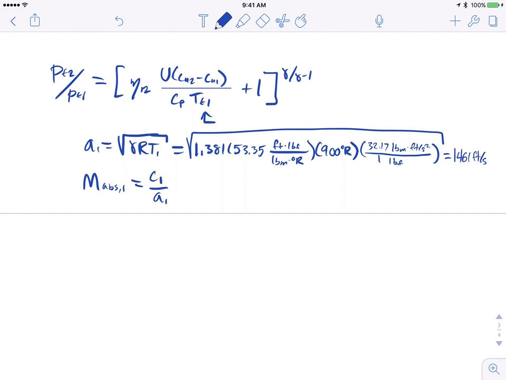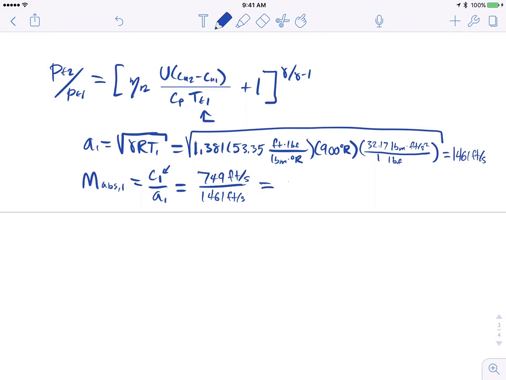So our Mach number, therefore, if we pull down the magnitude of our absolute flow velocity, it was 749 feet per second from what we calculated earlier, dividing by our speed of sound, 1,461 feet per second. We're going to get an absolute Mach number of 0.513.